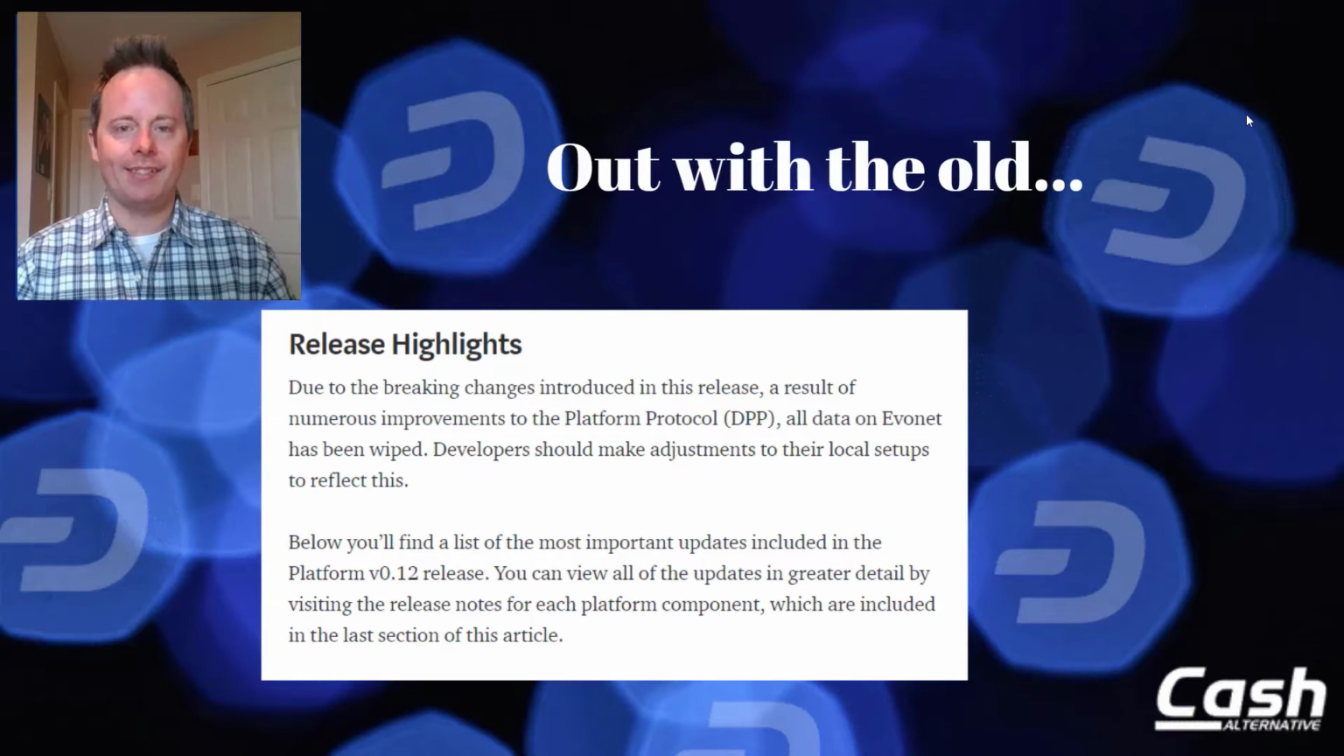They're erasing everything as they go, and it's kind of like starting from scratch each time. So the developers, if you're working on something, you have to make sure that you back it up, save it. The release highlights in this version 12 say: due to the breaking changes introduced in this release, a result of numerous improvements to the Dash platform protocol, all data on EvoNet has been wiped. Developers should make adjustments to their local setups to reflect this. So yeah, definitely be careful out there. You don't want to lose anything on the way.